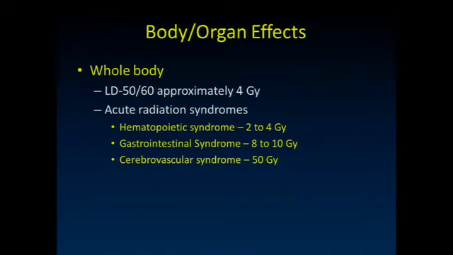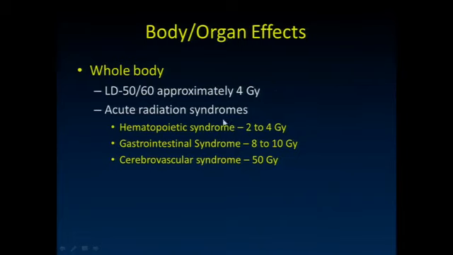These whole body effects, the lethal dose that it would kill 50% of the population at 60 days is approximately 4 gray in humans, right? And this is nothing that anyone would ever be exposed to as part of a radiologic procedure. These are really radiation accident levels, right?